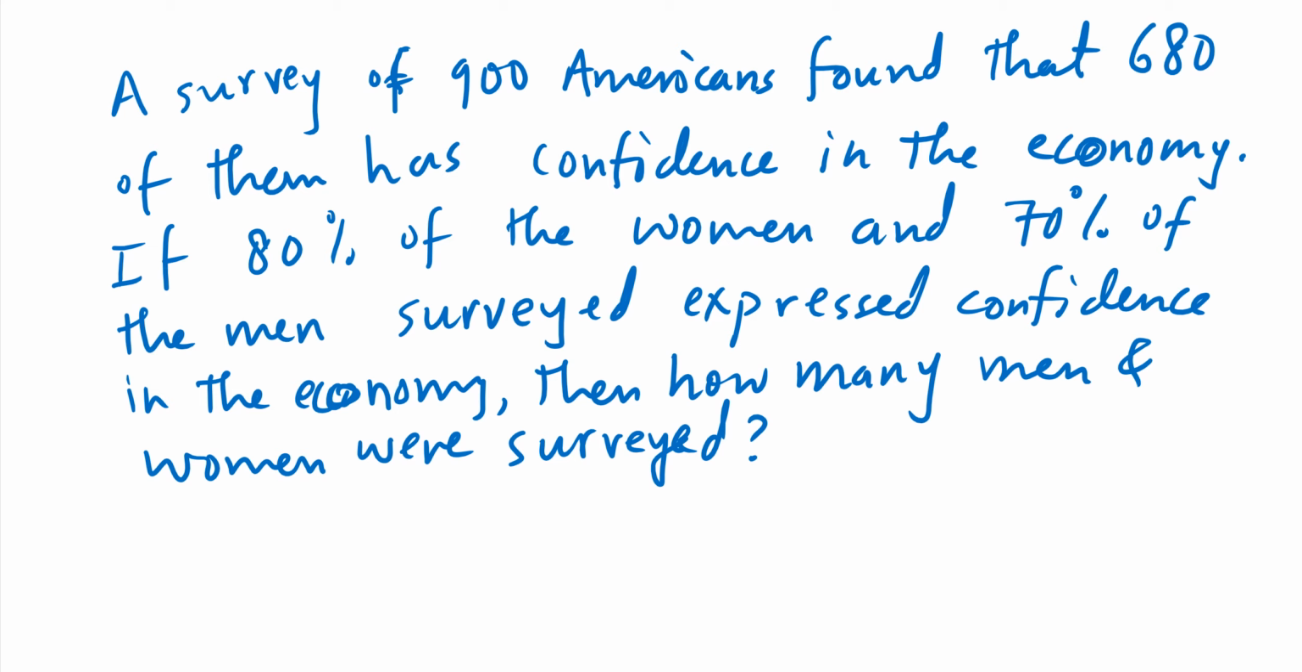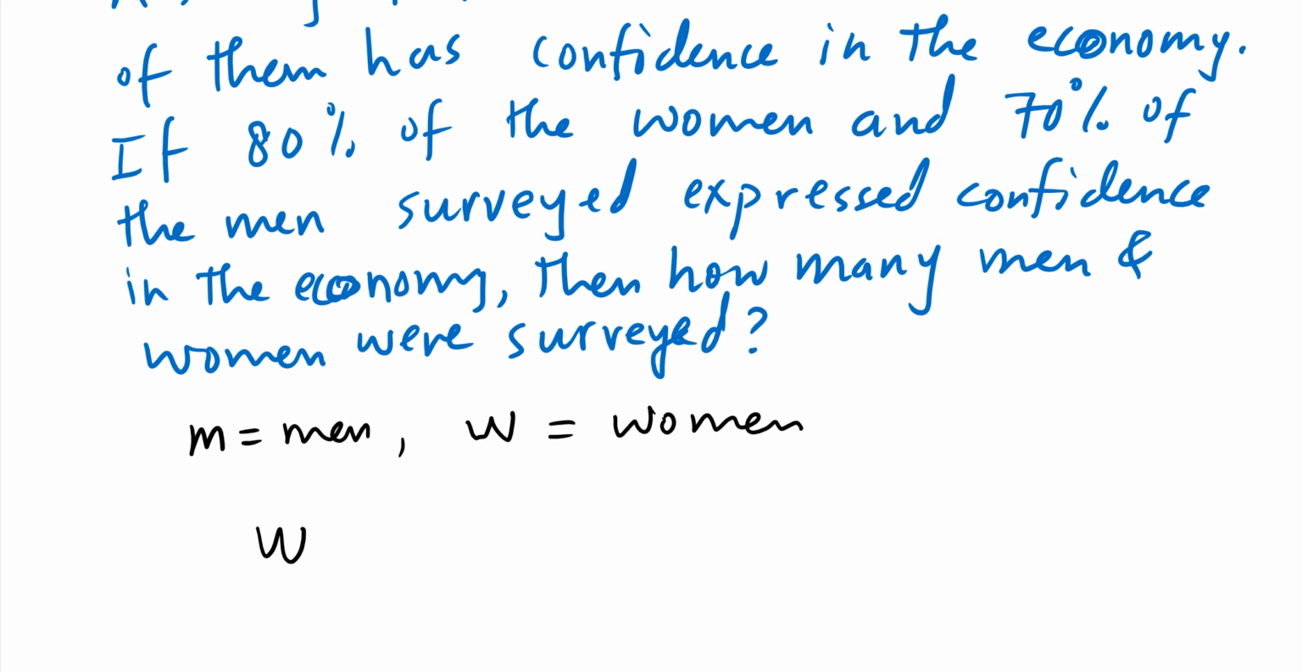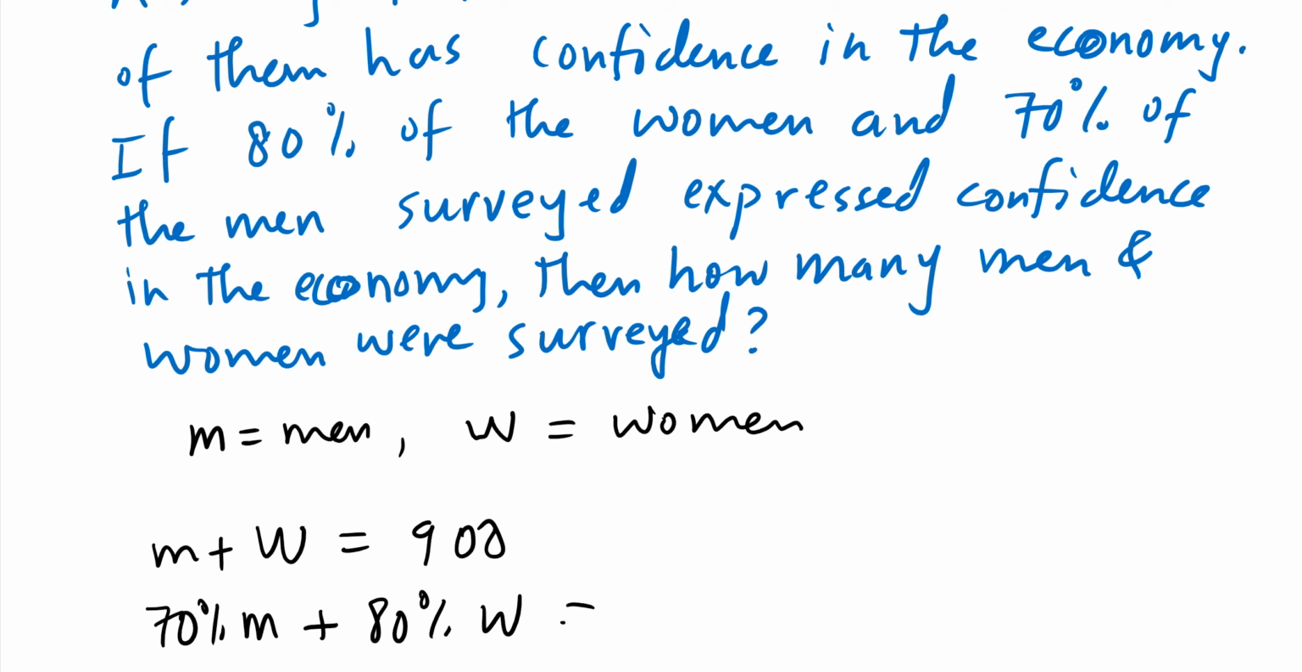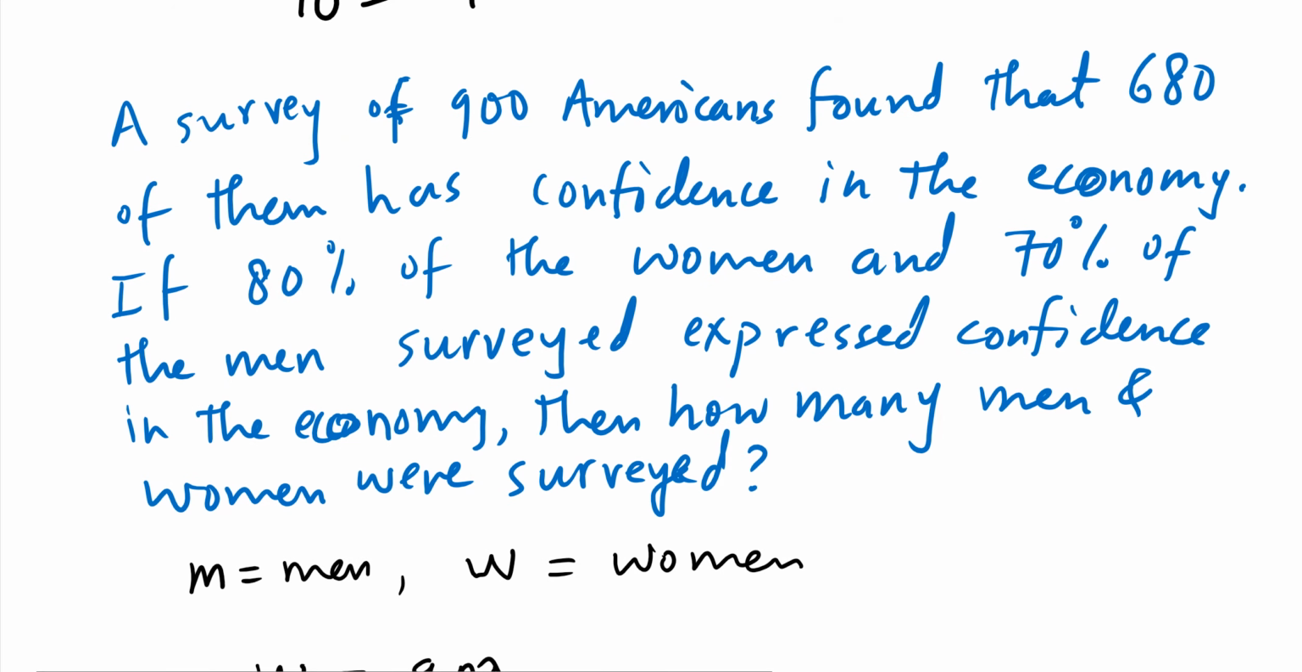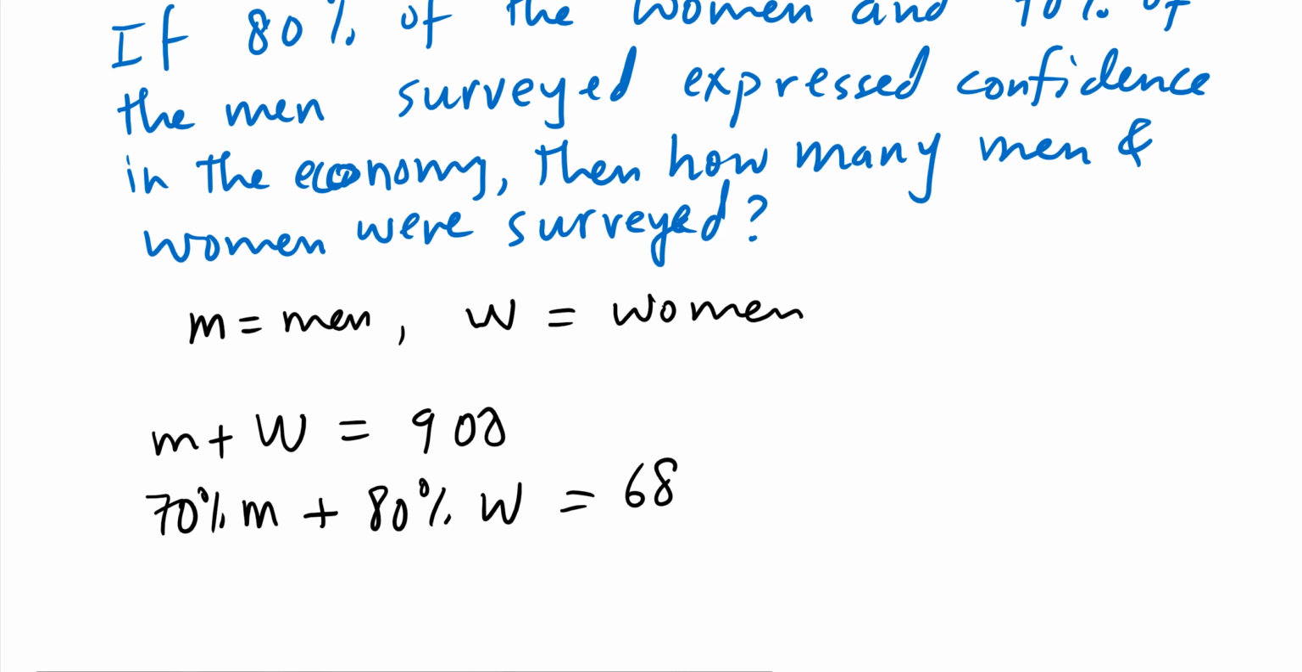So we can start by letting M be the number of men surveyed and W for the women. And they said we have 900 in total. So W plus M, or M plus W, is 900. And we have 70% of the men, 70% of M, plus 80% of W. That gives us 680 of them that they said are confident in the economy.